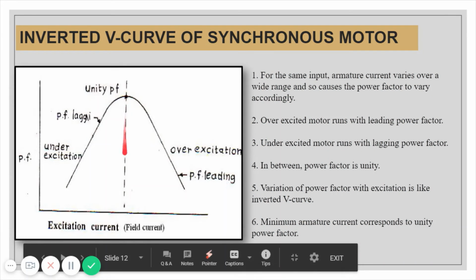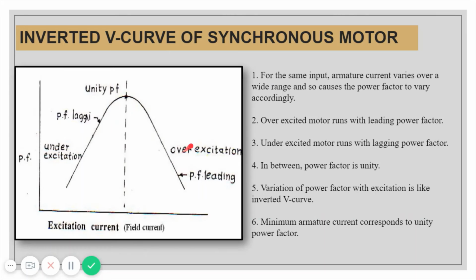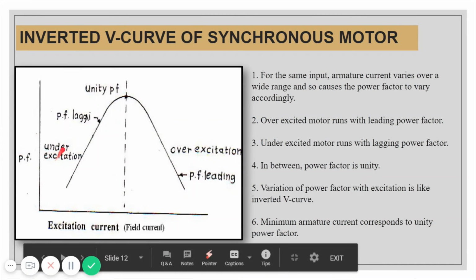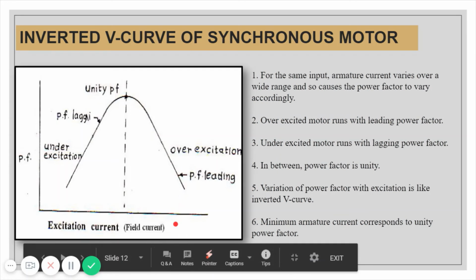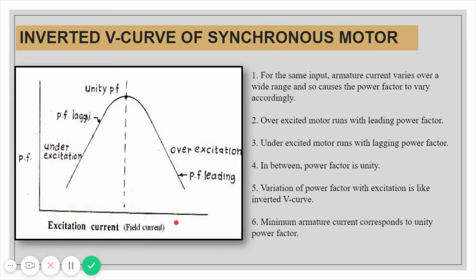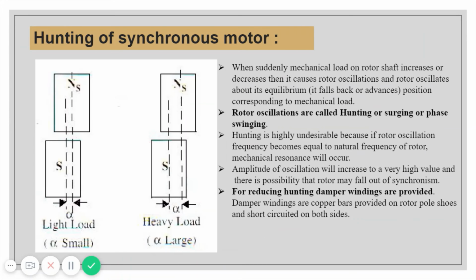In between, at the middle point, the power factor is unity. The variation of the power factor with excitation is like an inverted V, so the graph is called an inverted V. Minimum armature current corresponds to unity power factor.